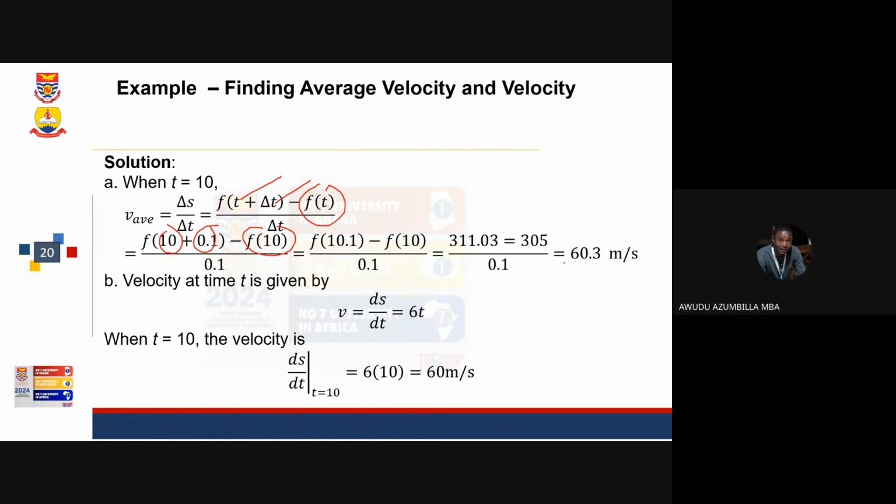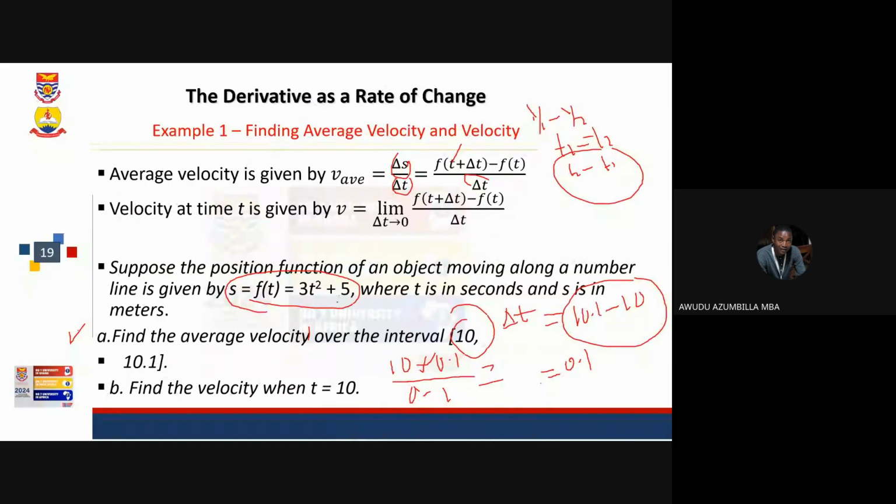Now the second question is to find the velocity when T is equal to 10. So what you do is that we are going to use the limit formula that we have found from here. You can try it at home. You can try this one.